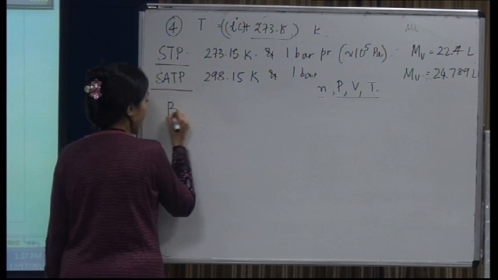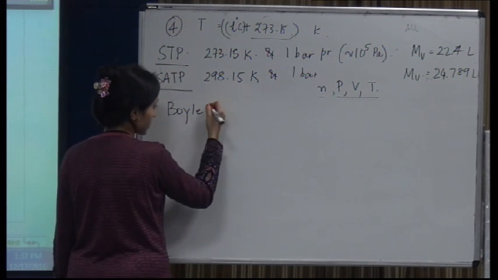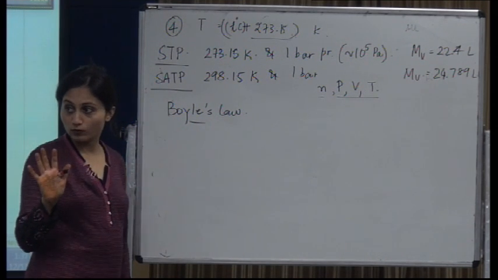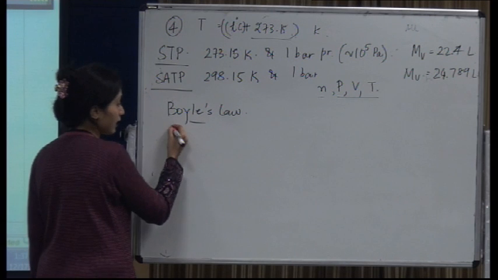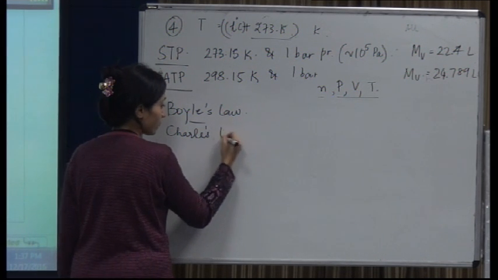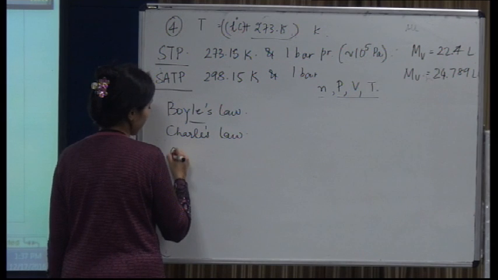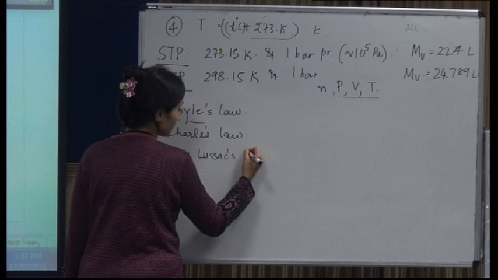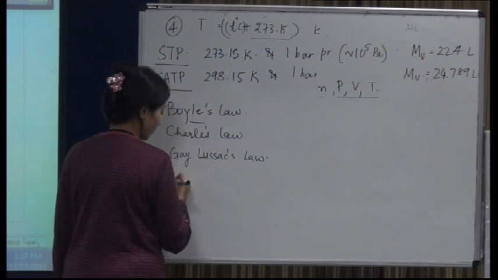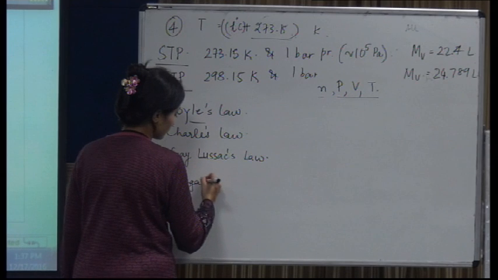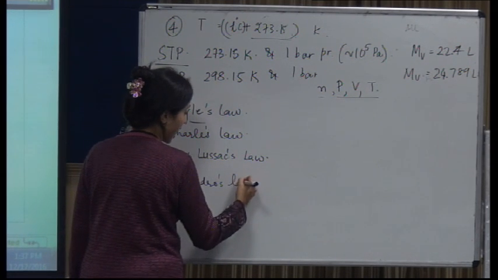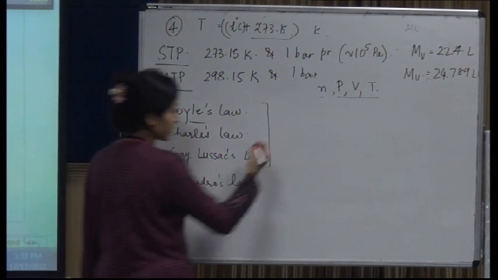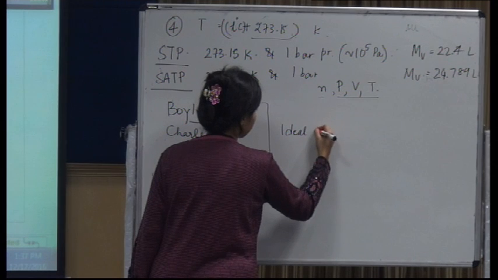Now for that, I will have certain rules or laws to define. So this is just a preview. I'll start with Boyle's law, then we'll move on to Charles' law. You have Boyle's law, Charles' law, Gay-Lussac's law, and you have Avogadro's law. And when you combine the first three, you can easily get the ideal gas law. That is the ideal gas law.